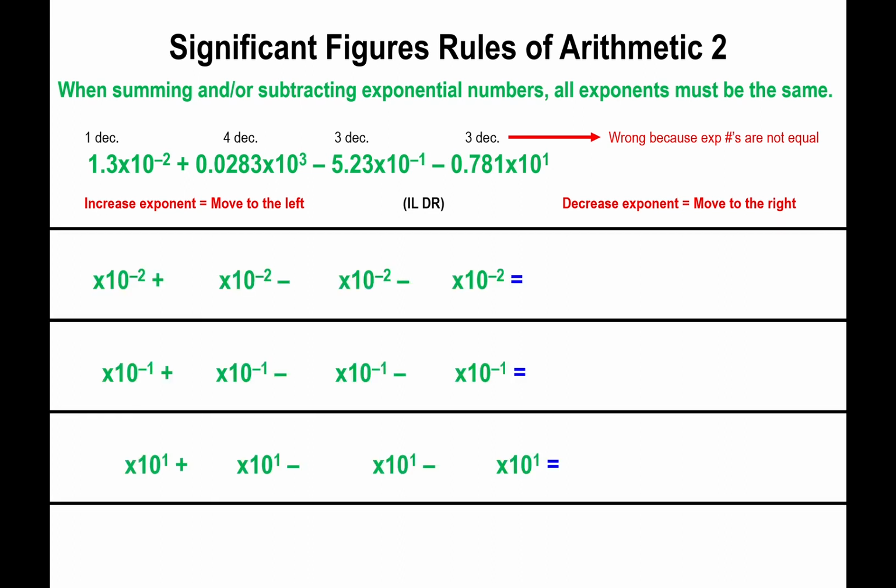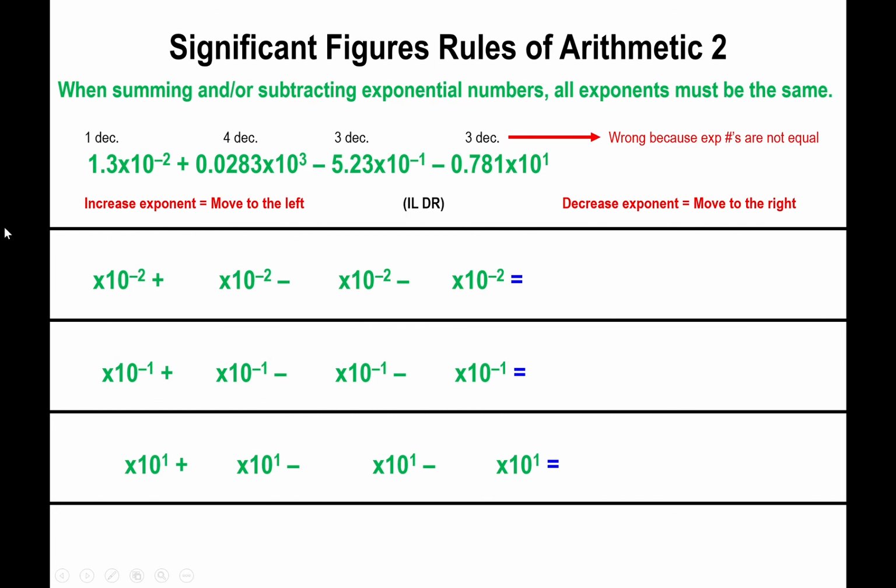All right, so there's a few possibilities of what you can do. You could change everything to 10 to the negative 2. You could change everything to 10 to the negative 1. You could change everything to 10 to the first. You could even change everything to 10 to the third. But as you'll see in a second, for some circumstances, making the exponent larger and larger may actually be a bad idea. I'll get to that in a little bit.